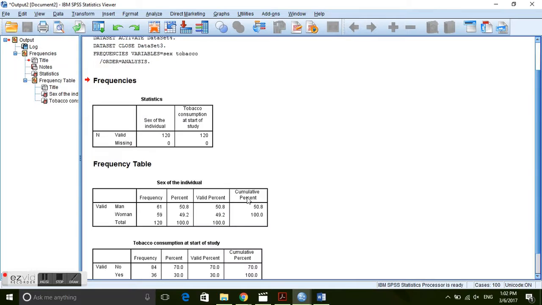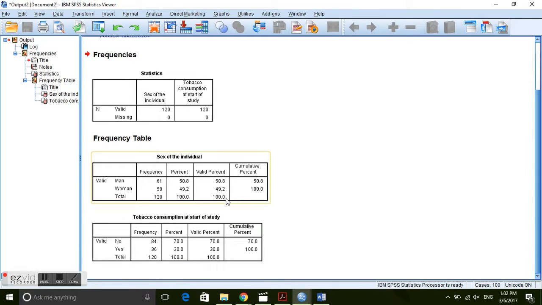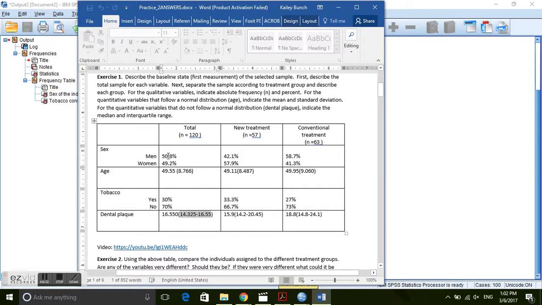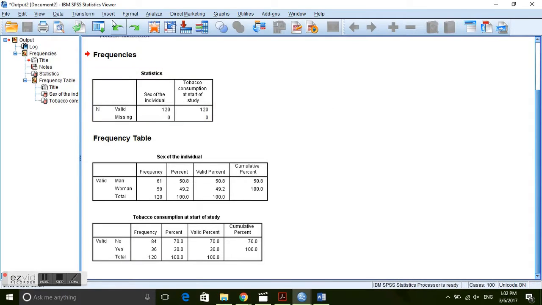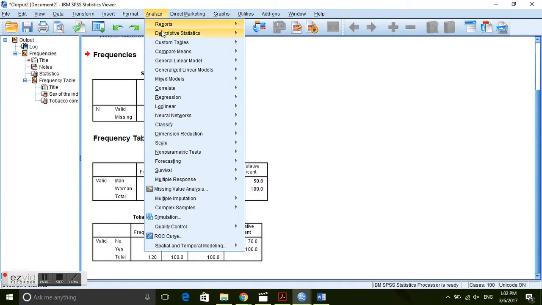And we're going to click OK. And this gives us the frequency in percent here of sex and of tobacco consumption. So you can add those to the table. As you can see, they are here. And then we're going to find that for the quantitative variables.